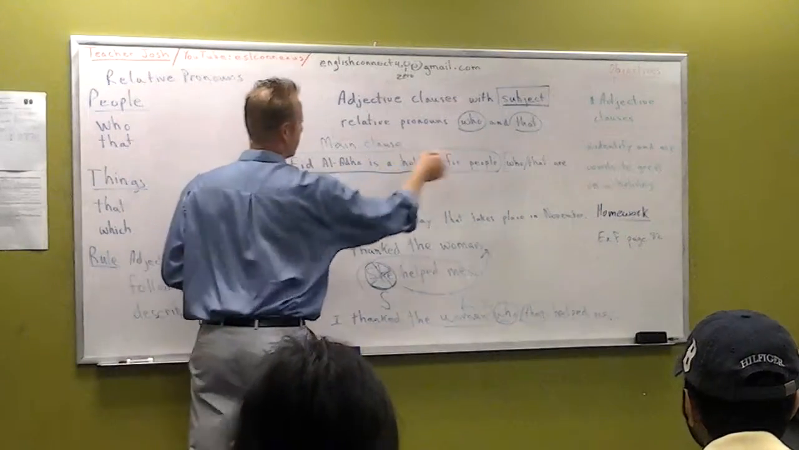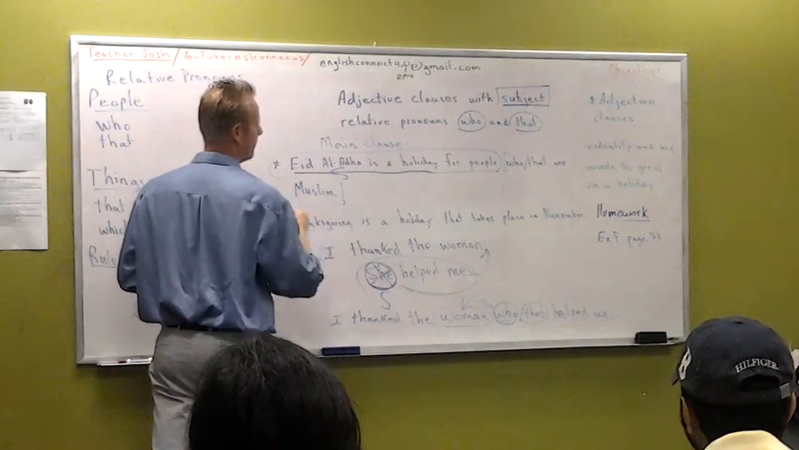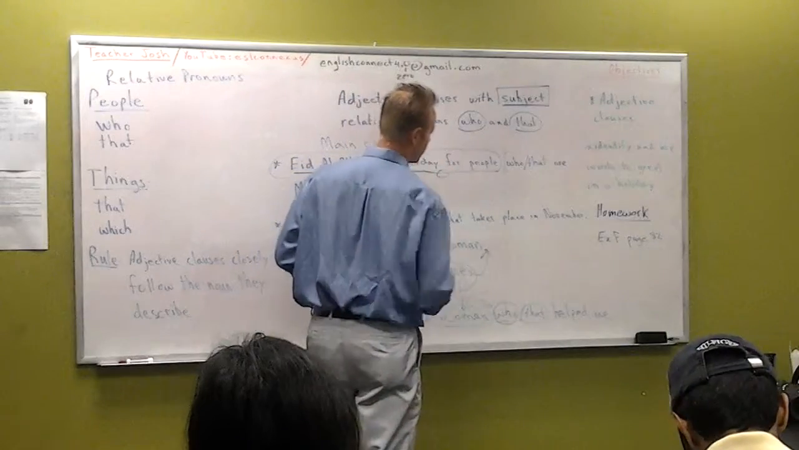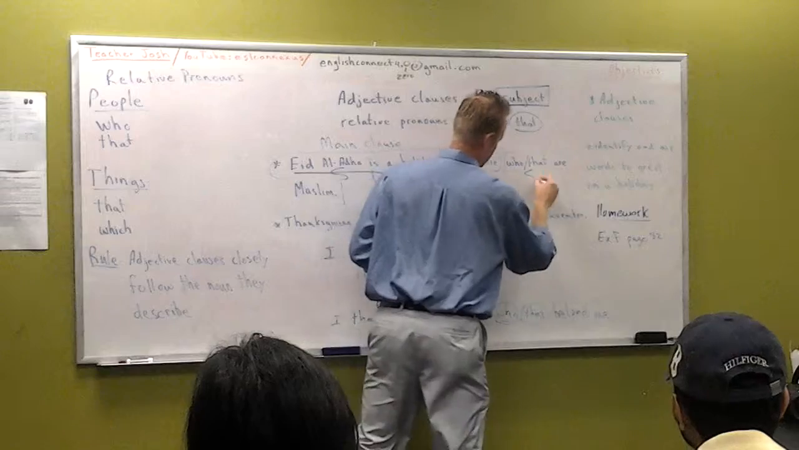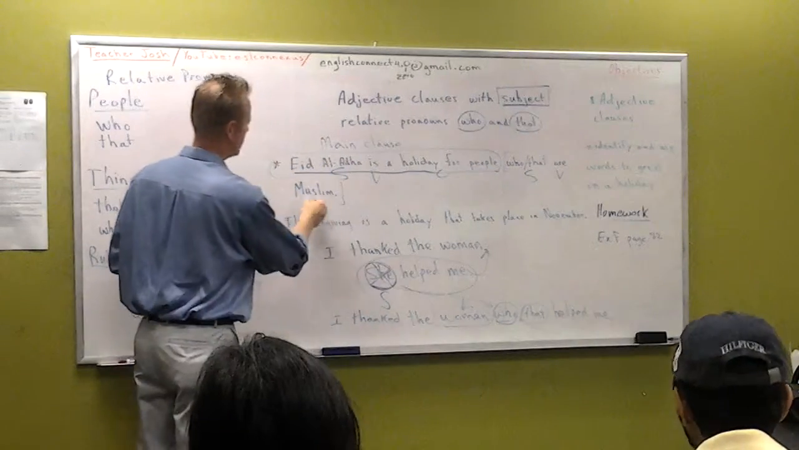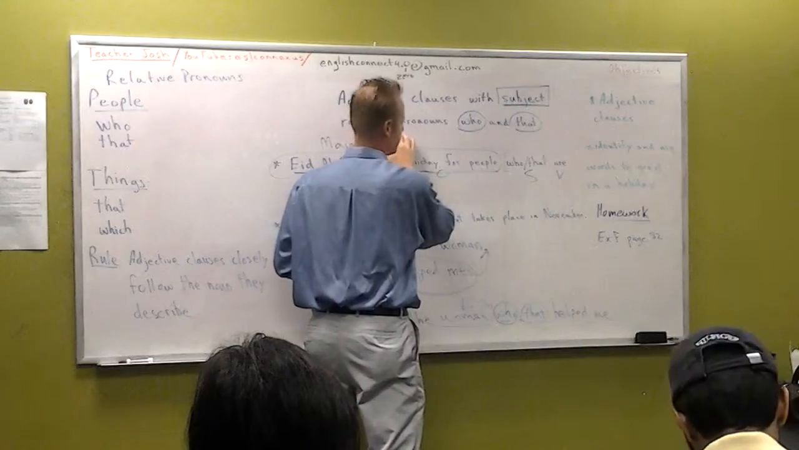Where's the subject up here? Eid al-Adha. Where's the verb? Is. Where's the object? Holiday for people. Where's the subject in the adjective clause? Who or that. Where's the verb? Are Muslim. So listen again, adjective clauses with subject relative pronouns.